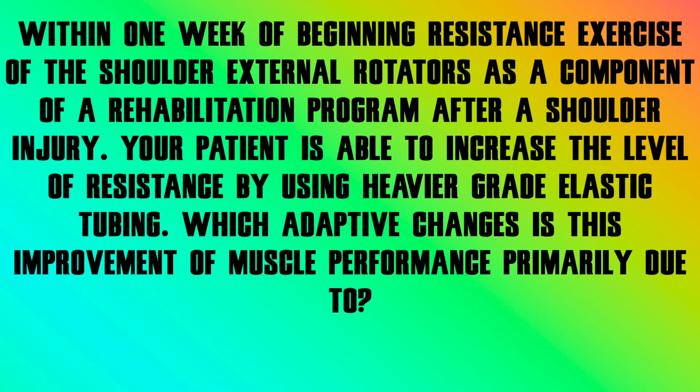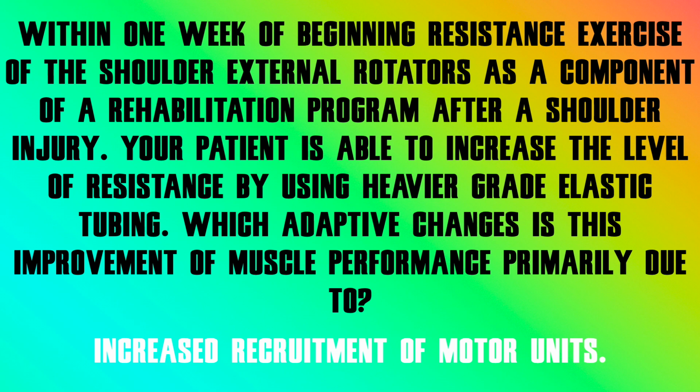Within 1 week of beginning resistance exercise of the shoulder external rotators as a component of a rehabilitation program after a shoulder injury, your patient is able to increase the level of resistance by using heavier grade elastic tubing. Which adaptive changes is this improvement of muscle performance primarily due to? The answer is increased recruitment of motor units.